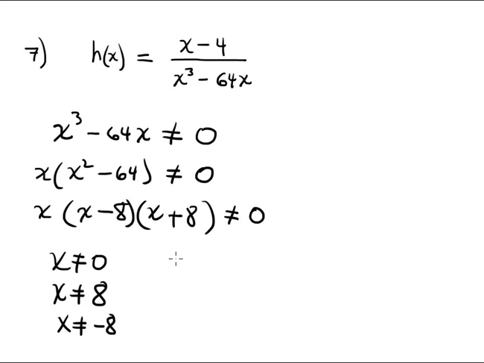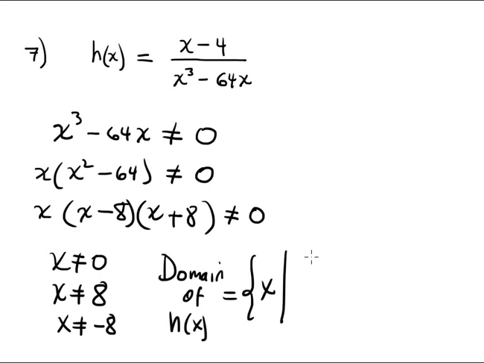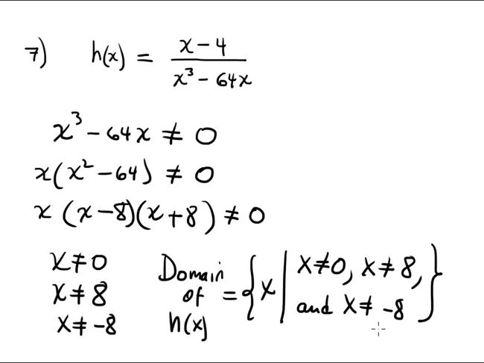Okay, let me write the answer. The answer in the formal way is: domain of h of x is equal to all real numbers such that x satisfies this condition: x must be different to 0, comma, x must be different to 8, comma, and x must be different to negative 8. That's it.